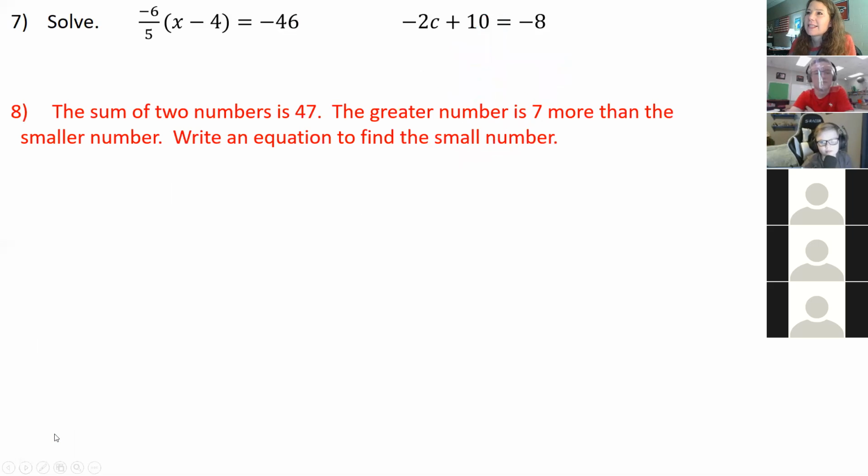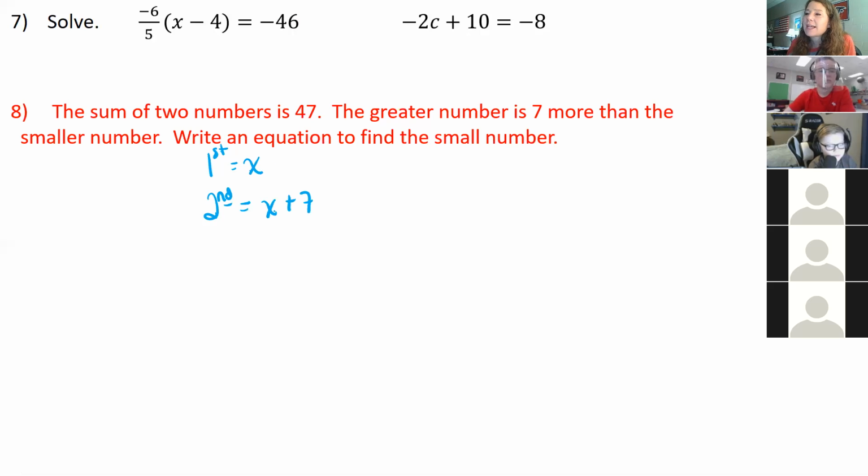All right, how about number 8? The sum of two numbers is 47. What does sum mean in math? The total number of two addition. Yes, ma'am. When we add two numbers. So let's say the first number is X. And we need another number. The second number is 7 more than the first number. How do I write 7 more than X? Plus 7. X plus 7, right?